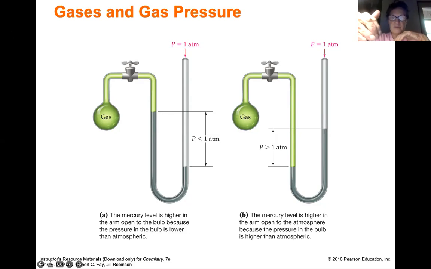But if the atmosphere is pressing harder than the gas is, so that there's a greater pressure outside the gas bulb than inside, then the side towards the gas will be higher because the atmospheric pressure pushes it further. And vice versa. If the gas has a higher pressure, so the pressure of the gas is greater than an atmosphere, then the column of mercury will be higher on the side of the system open to the atmosphere.